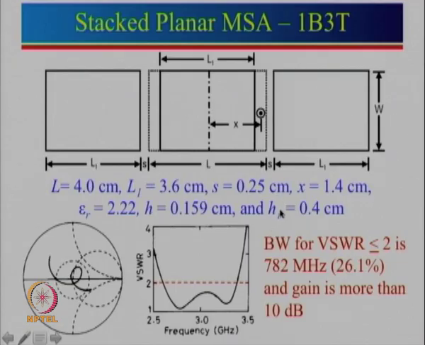Similarly, if we change the value of H1, suppose we increase H1 further, what will happen? If H1 is increased further, coupling between the bottom patch and the top patch will reduce, and then the loop size can be reduced. In fact, that may be desired sometimes. Suppose we need a VSWR less than 1.5 over the bandwidth. What can we do? We can increase H1, and if we increase H1, coupling will reduce, and if coupling is reduced, this loop size will reduce, and then this variation will be within VSWR less than 1.5.